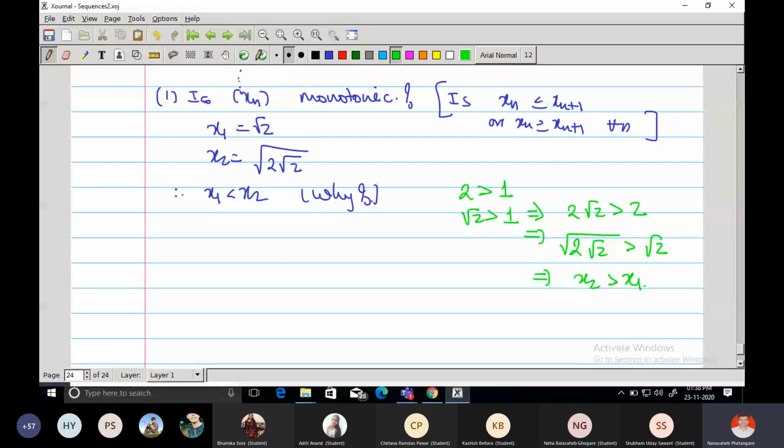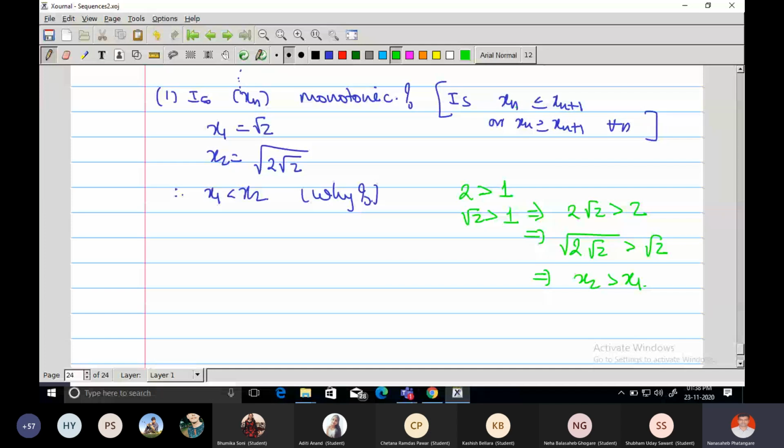Now we want to check that xn is less than or equal to xn plus 1. We expect here, because x1 is less than x2, that if it is monotonic, then it might be increasing. So we expect xn is less than or equal to xn plus 1. And for all n means natural number.